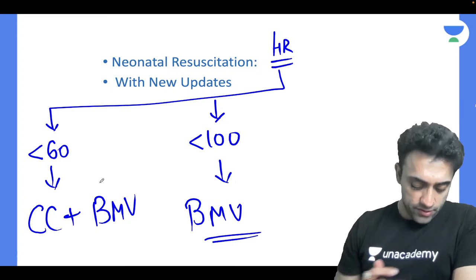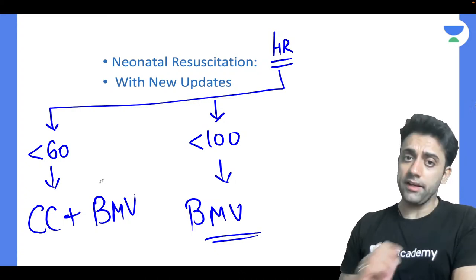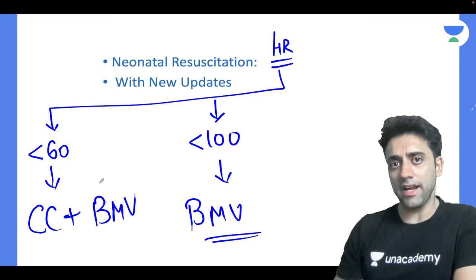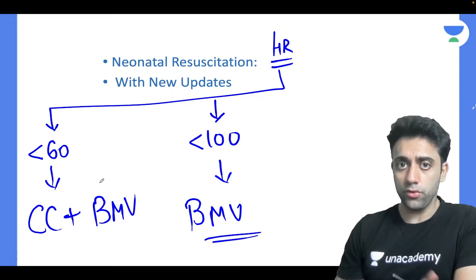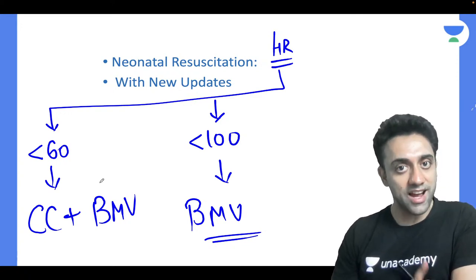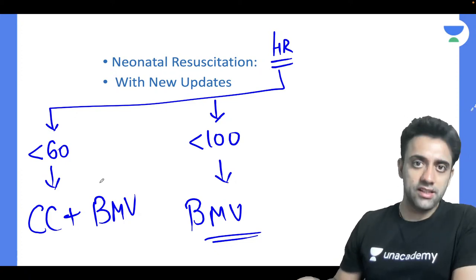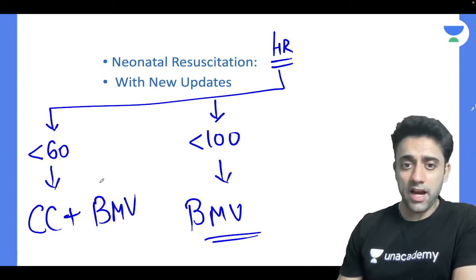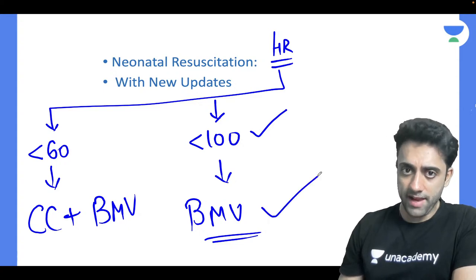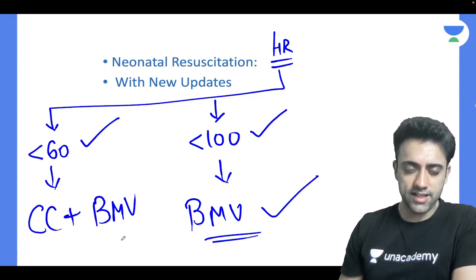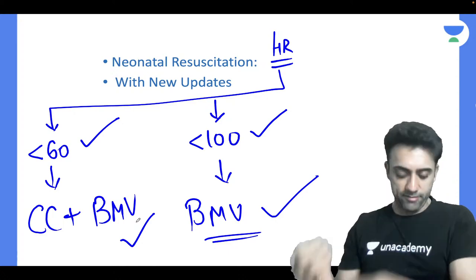Okay, exactly. So Shubhangi, did you understand? Shubhangi dear, your answer was wrong. I asked you, baby did not cry after initial steps, what do you want to do? You told me bag and mask, but the answer is heart rate. Will you remember this now? So yes, heart rate is the key. Heart rate will tell us what to do. If the heart rate is less than 100, the answer is bag and mask ventilation. If the heart rate is less than 60, the answer is chest compression and bag and mask ventilation.